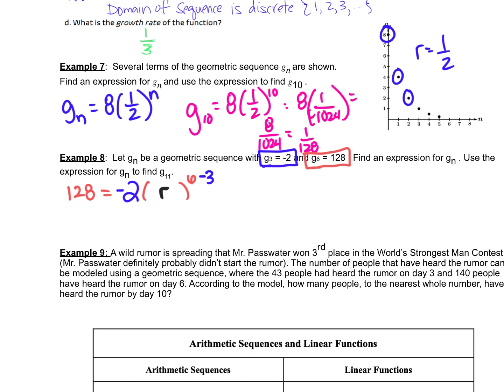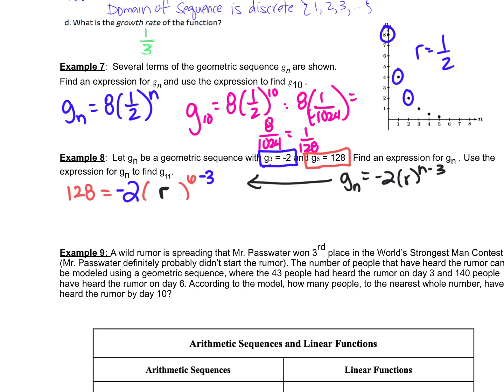Now, another way to start that might be to look at it like this. If we had started with g sub n equals negative 2r to the n minus 3, and then I plugged in the point I knew. So that's what I did. I plugged in g of 6. So 128 equals negative 2r to the 6 minus 3. So this took me there. I kind of started on step 2.